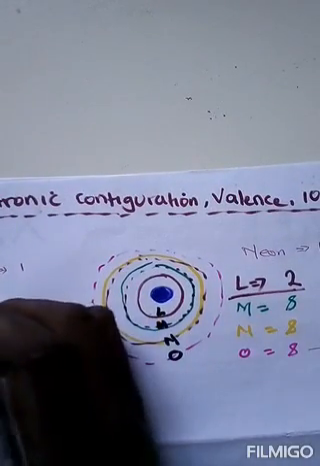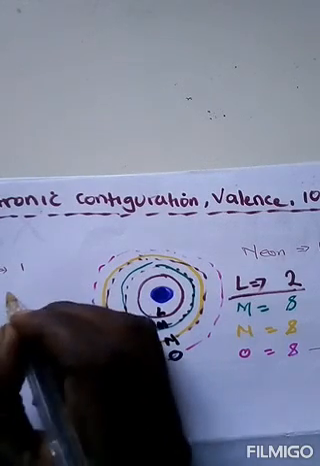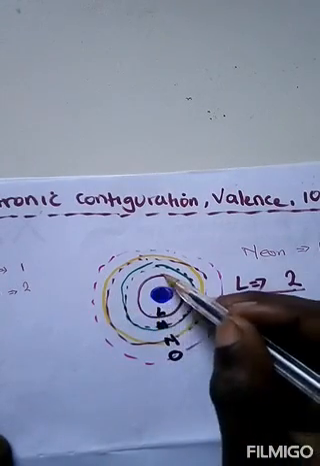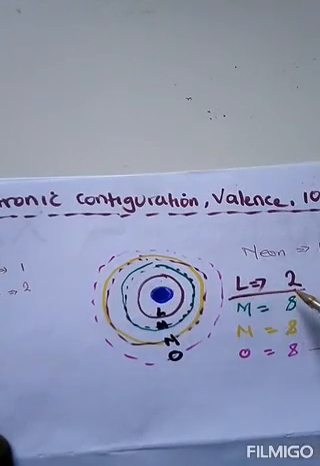Okay, so we have helium. Helium is number 2. 2 electrons, so it will just have 2. Where are the electrons? They will just be within this first shell L, because shell L can have a maximum of 2 electrons.